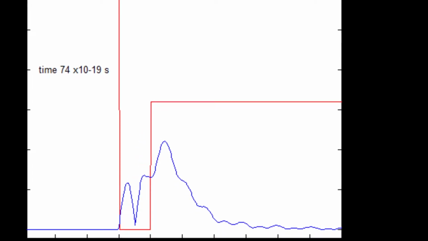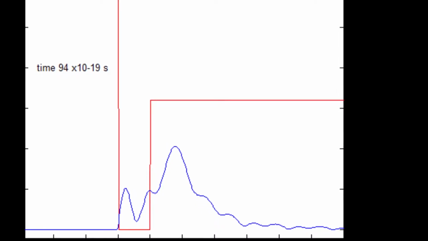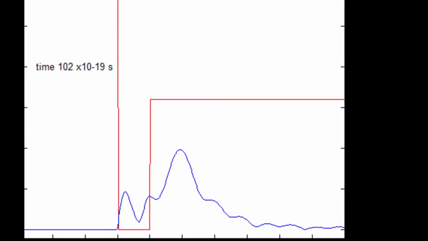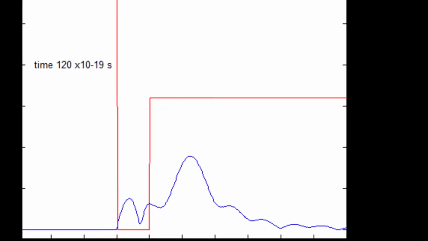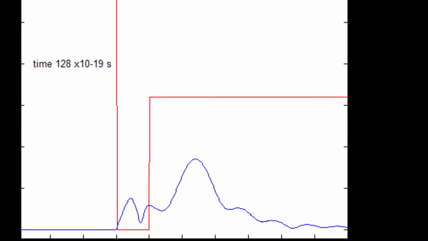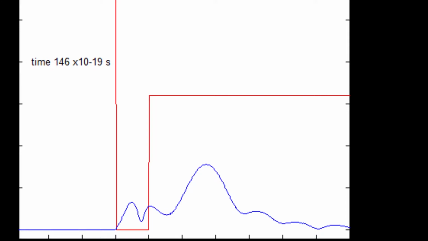Here we see the wave function indeed does have enough kinetic energy to get over the barrier, and you also may notice the time that it's taking. It's on the order of 10 to the minus 18 seconds. That's an attosecond. So electrons move very, very quickly. One of the reasons we need quantum mechanics.